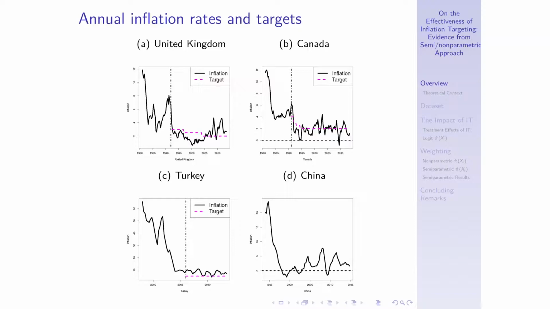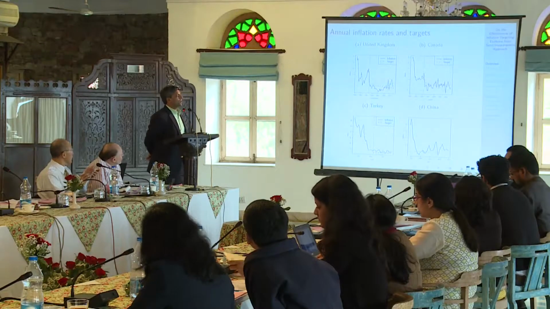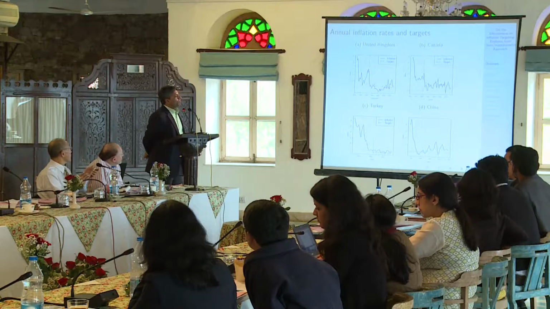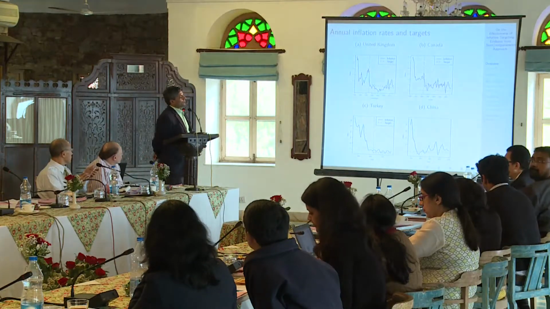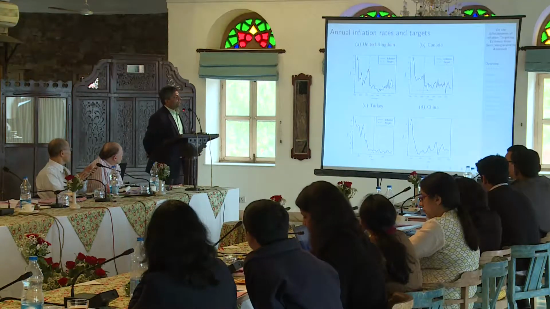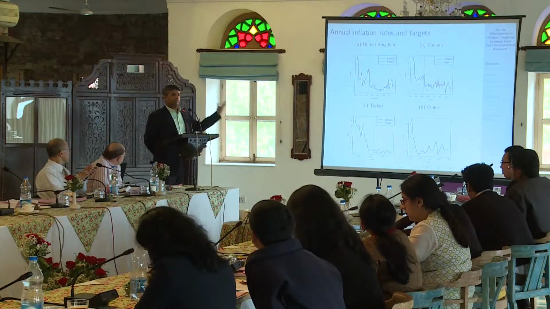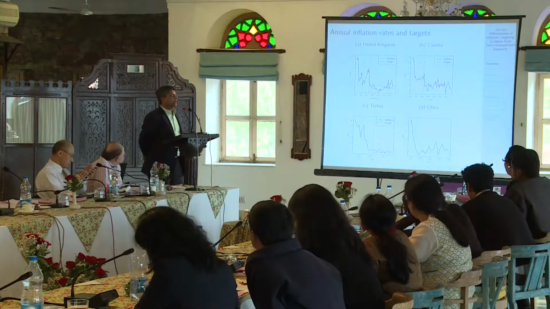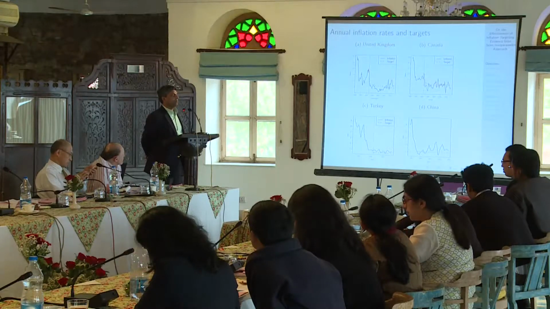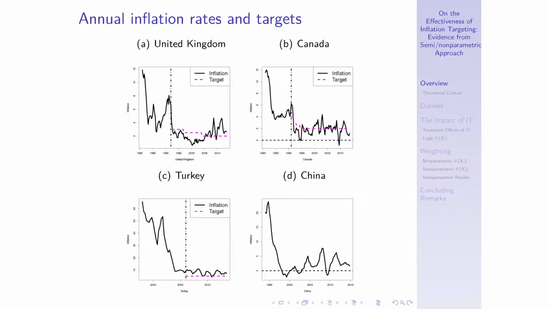So there are 3 countries which have an explicit inflation targeting regime in place: UK, Canada, and Turkey. So 2 of them developed, 1 emerging. And as you can see, after the adoption of inflation targeting, inflation has become much less volatile, and the level of inflation has also gone down. But if you look at China, for example, I'm just giving an example. We have many more countries in the non-IT regime in our sample, but there also the inflation declined.